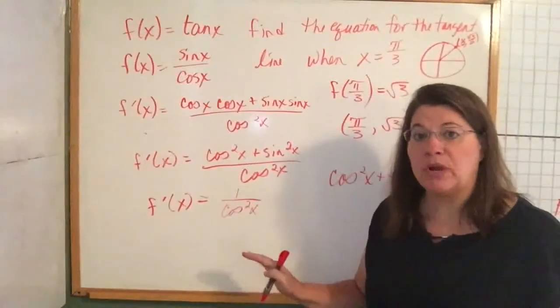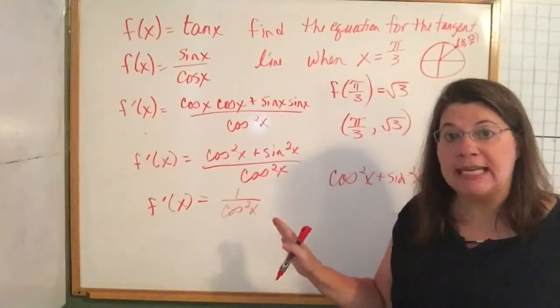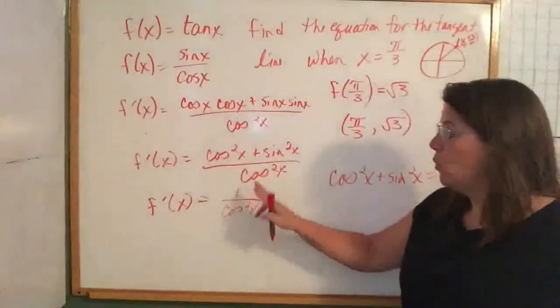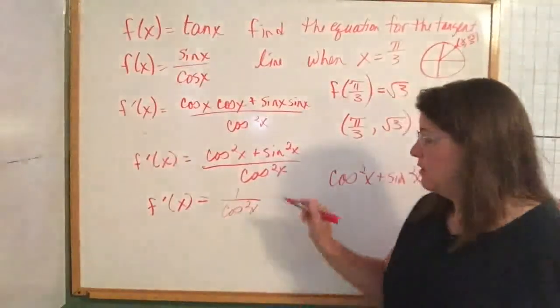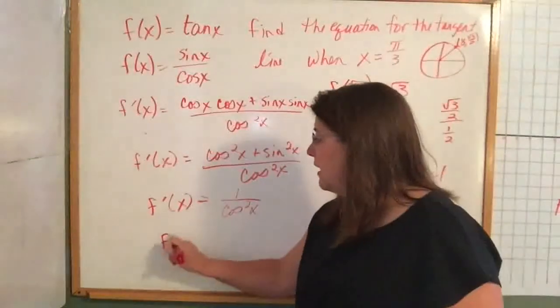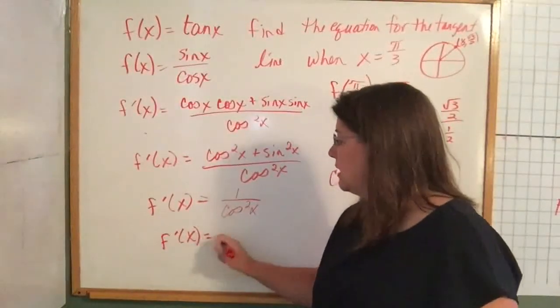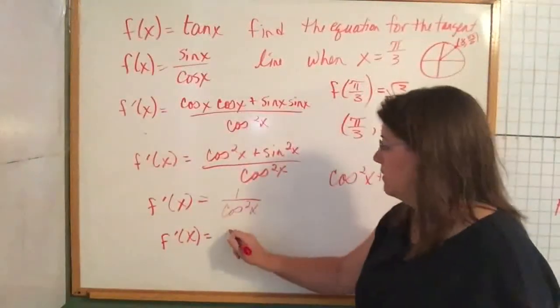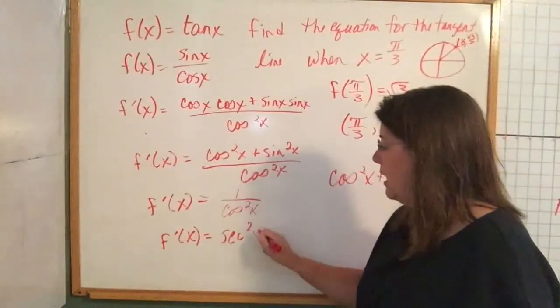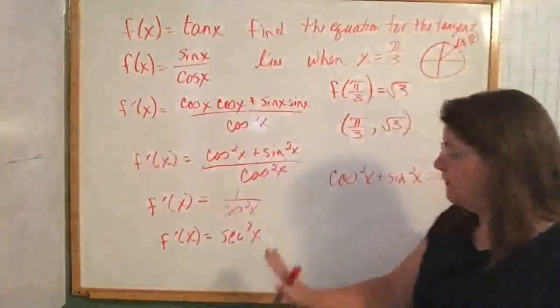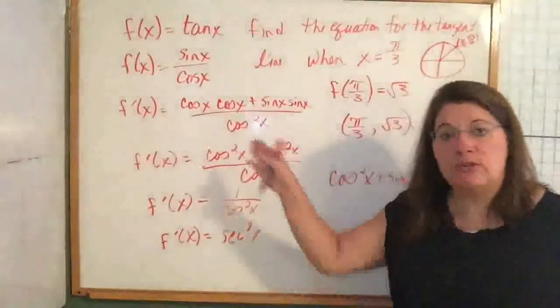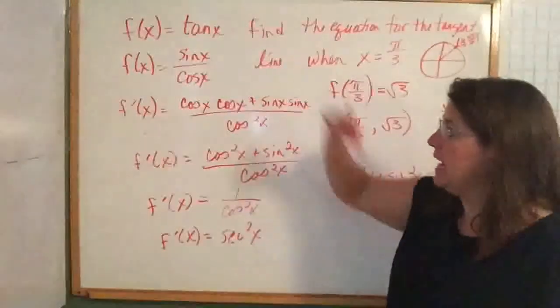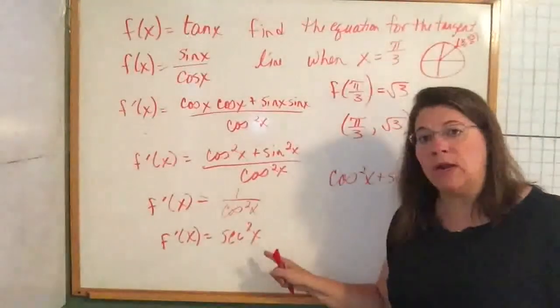1 over cosine squared x, there's another trig identity. Remember, 1 over cosine squared is secant squared. So the derivative of tangent x is secant squared x. So we've derived the formula for the derivative of tangent using the quotient rule. Okay, so the derivative of tangent is secant squared x.